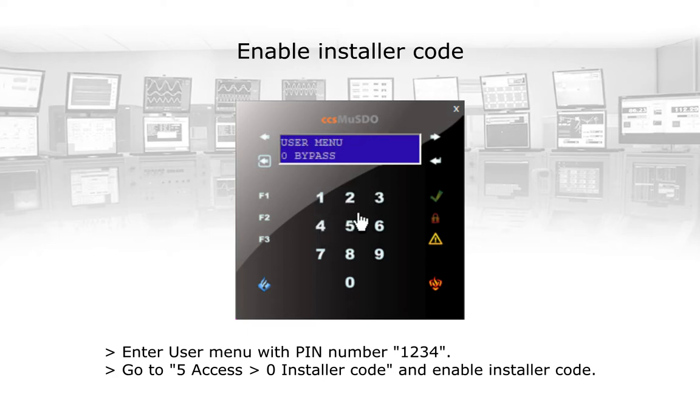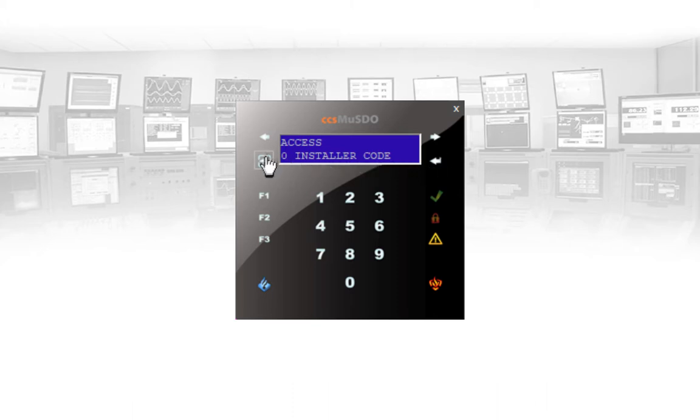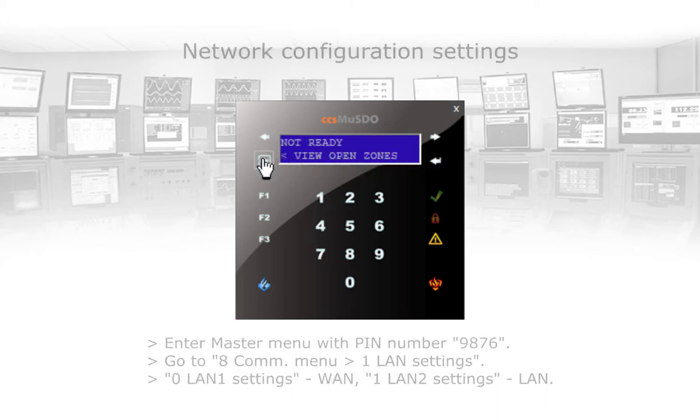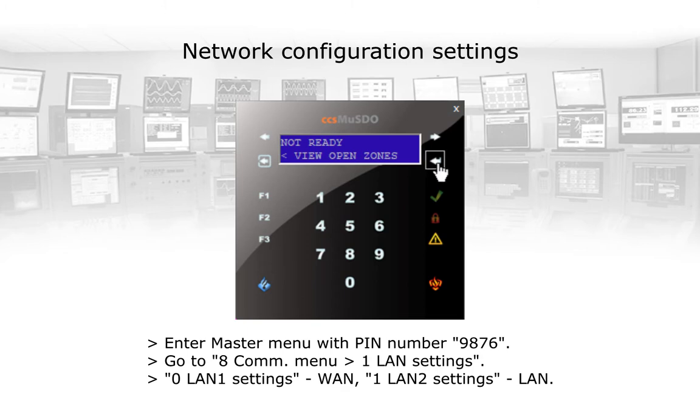This will bring up a user menu. Click on the left or right buttons to find access options. Then select installer code, and in here activate the installer code. After that is done, click back to get to the starting screen. Click Enter again and enter the installer code PIN 9876. This will bring up a massive menu.